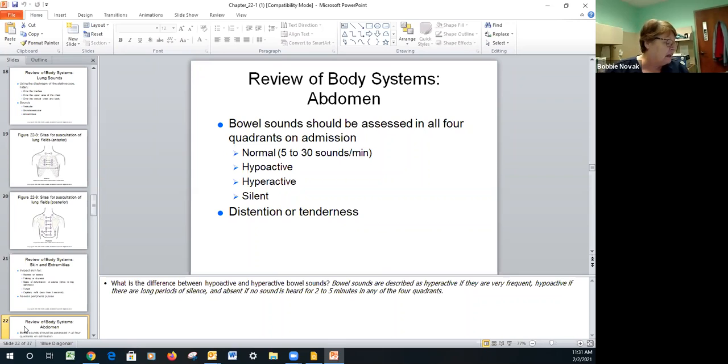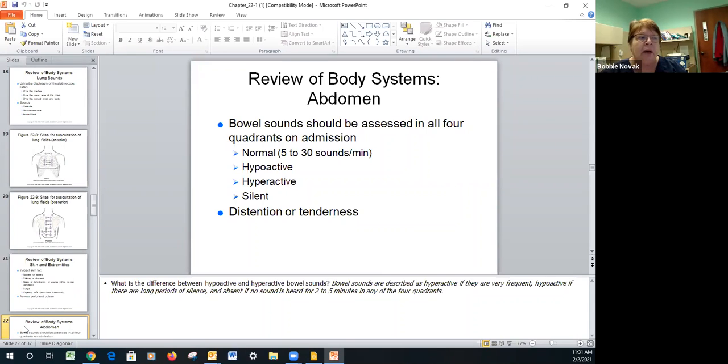And we're on page 388 here now. Okay. We're going to go in a clockwise direction, starting in the lower right quadrant, then move up to the upper right quadrant, and then the upper left quadrant and the lower left quadrant. We're basically following the pathway of your large intestine. You should hear sounds in all 4 of those quadrants. And they should be even. If you're hearing 20 sounds in the lower right quadrant, you should be hearing 20 sounds in the upper left quadrant, okay? So normal is 5 to 30 sounds a minute.